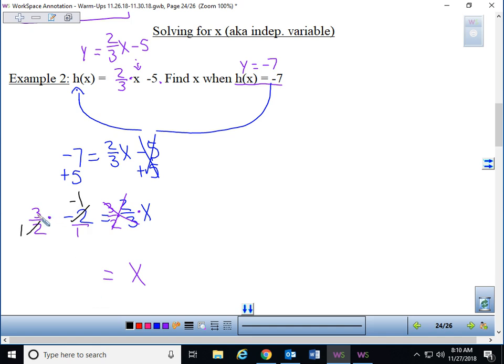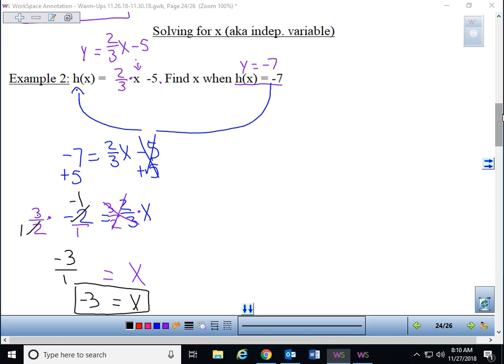So I really am working with what's 3 times negative 1. Well, that's negative 3. 1 times 1, that's 1. And negative 3/1 is the same thing as just negative 3. So if my output, or my f of x, or my y, however you'd like to think of it, is negative 7, then it forces my input, or the x, to be negative 3. It all comes down, in the end, to a chapter 1 problem.